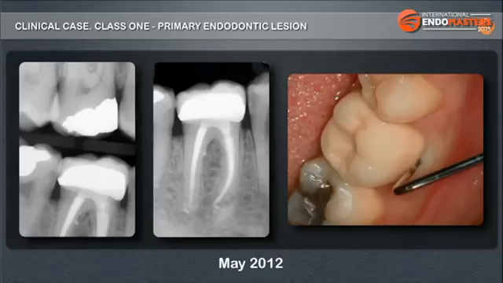The patient at 18 months was asymptomatic. The periodontal condition, as you can see in the picture, is within normal limits, and in the periapical you can see that the periapical and the furcal radiolucency are healed.